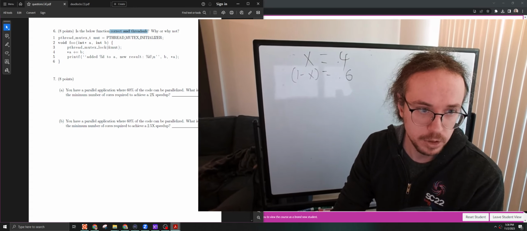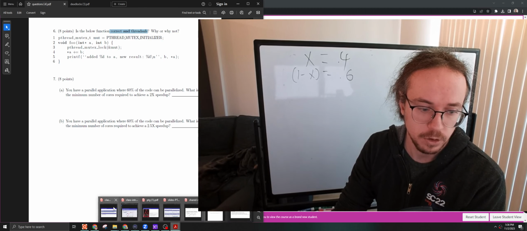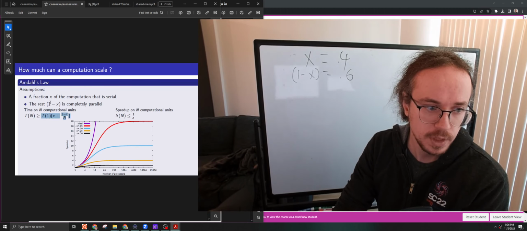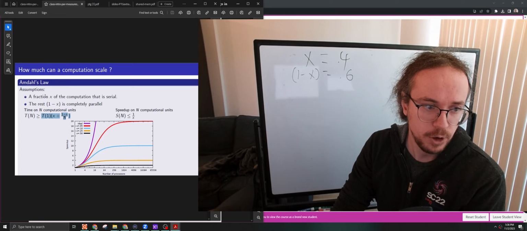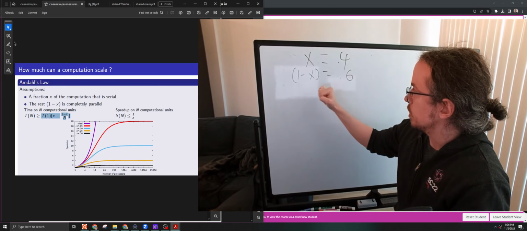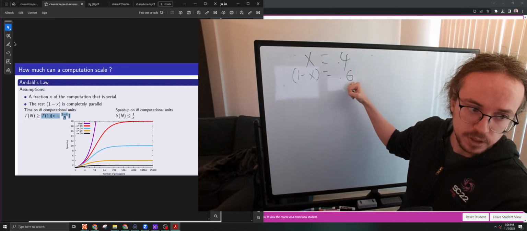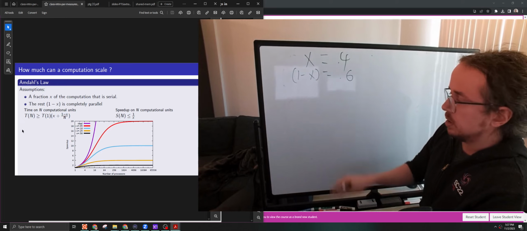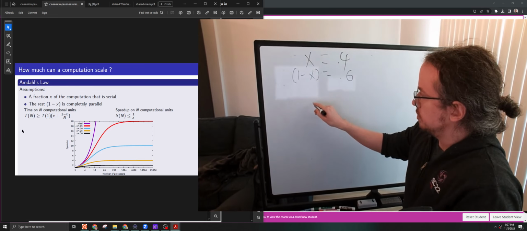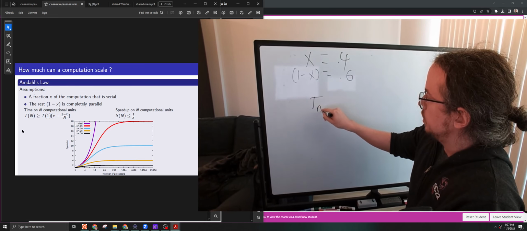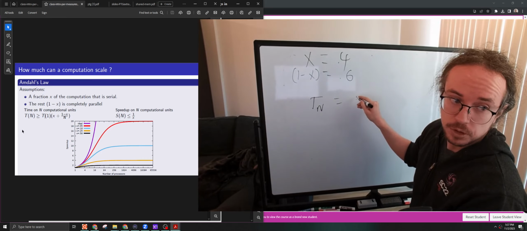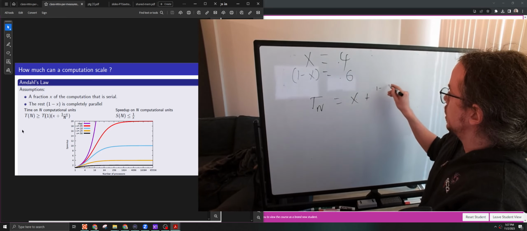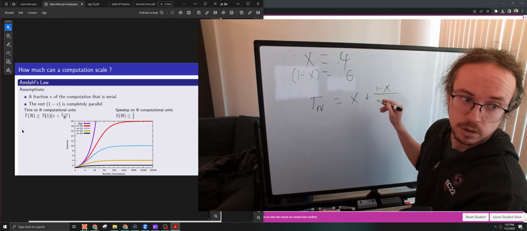We can pull up Amdahl's law real quick just to look at the formal definition. So a fraction x of the computation that's serial. So our serial time is 0.4. We were told the parallel time is 0.6. And then Amdahl's law is written like this. The outcome time, let's call it T(n), is equal to x plus (1 minus x) over n.